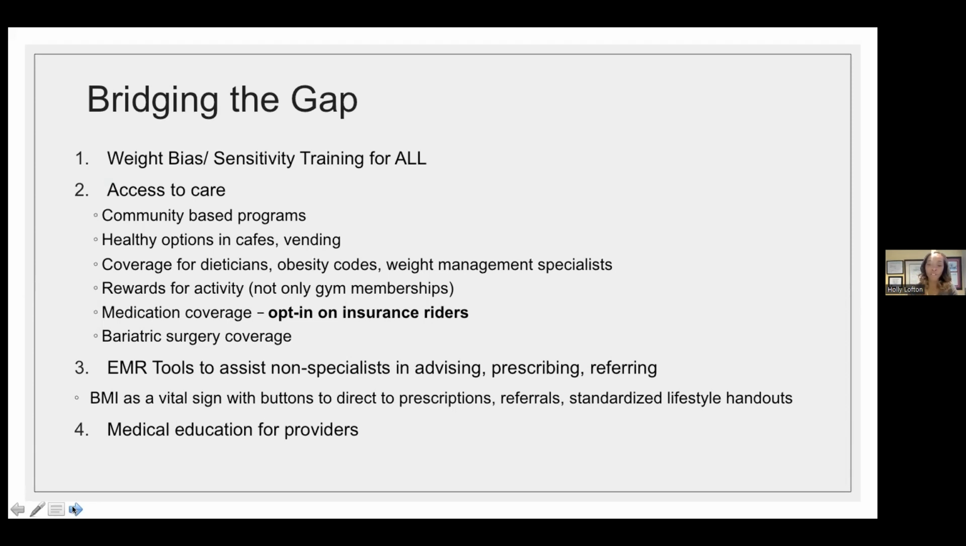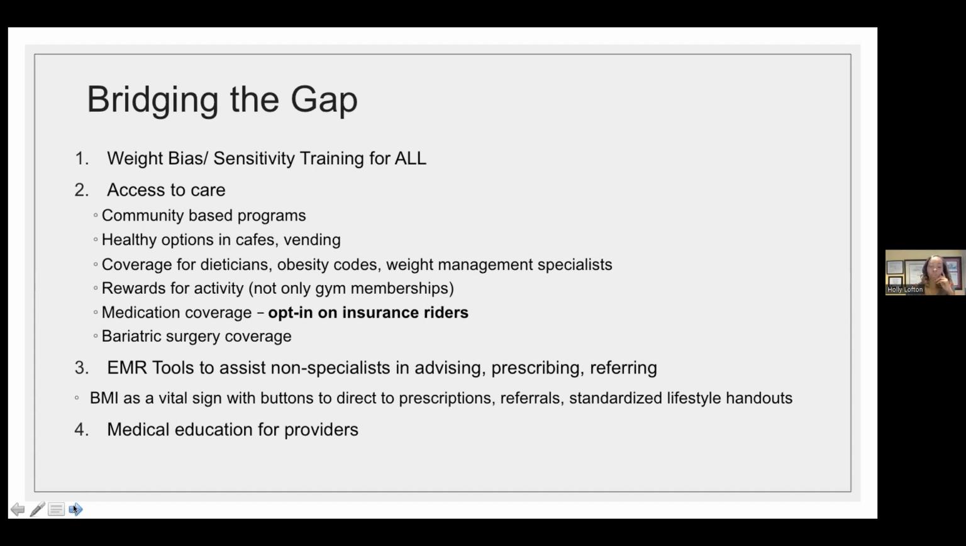Having more weight management specialists. There are about 6,000 obesity board certified specialists in the country right now. If you want to become one, I can talk to you about that offline. Having rewards for activity, not only gym memberships, because gym memberships cost money, but walking is an activity that should be rewarded, for example. And medication coverage. I can't stress enough how much easier life would be for patients and for me as a weight management specialist. We need coverage for medications as well as bariatric surgery.